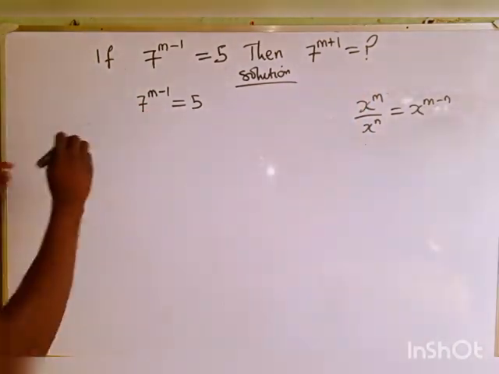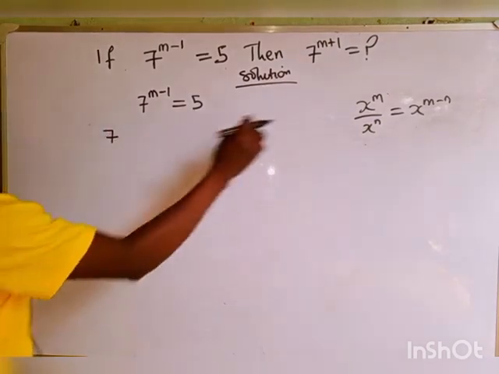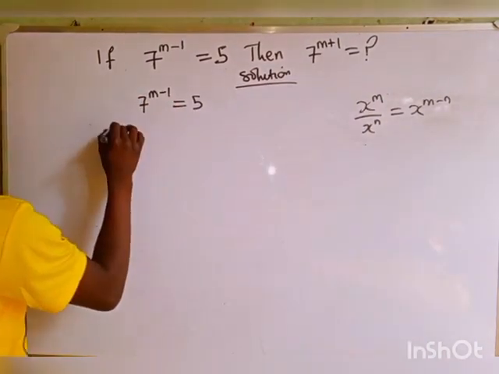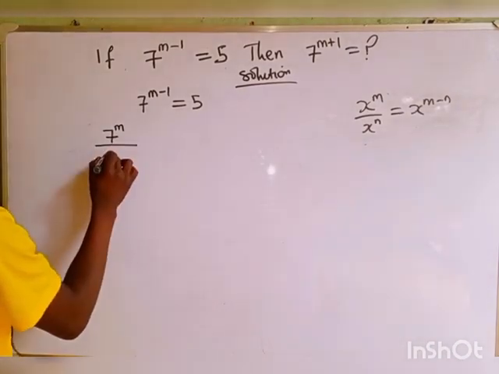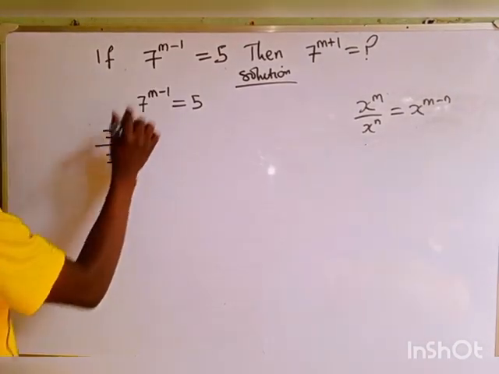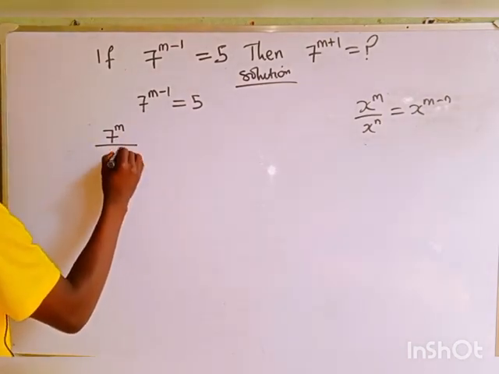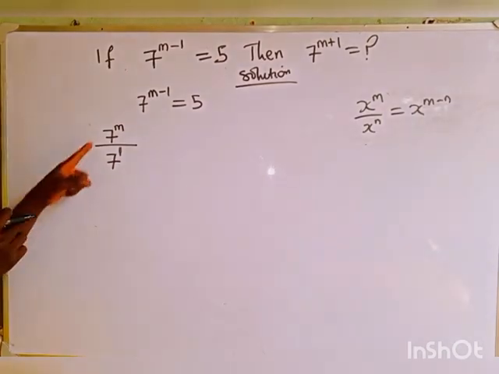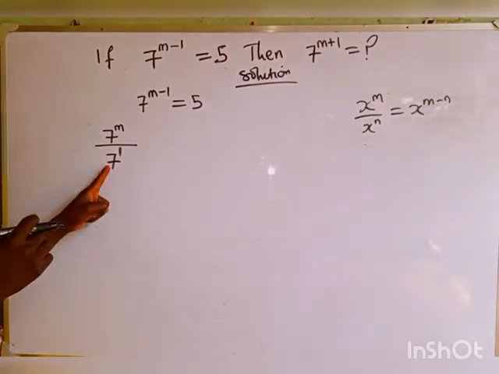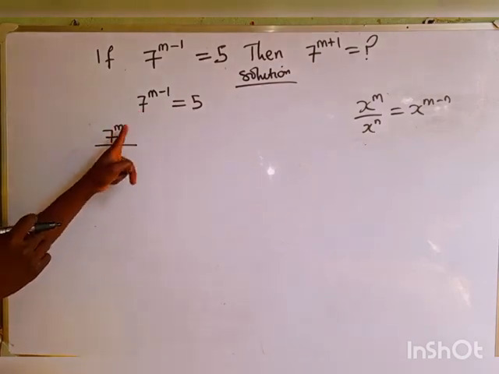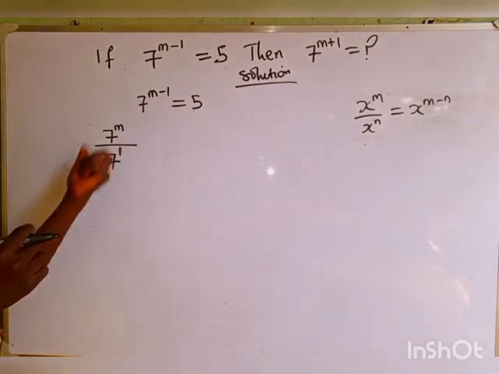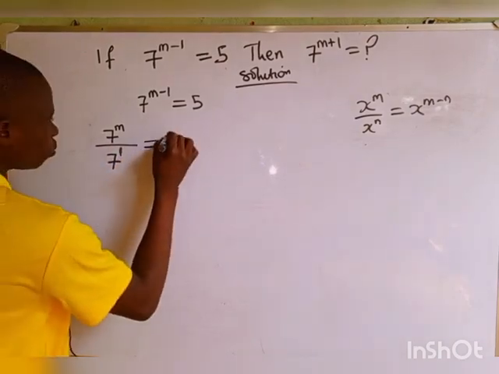So 7 is the base. Then we are going to write 7, then the first power is what? m. Then divided by the base also 7, and the second number is what? Negative 1. But it's going to be 1, since it's going down, it's going to turn to positive 1. So this expression, 7 is the base, you write one of the base, then we subtract the two powers. So this is equivalent to this, which is equal to 5.